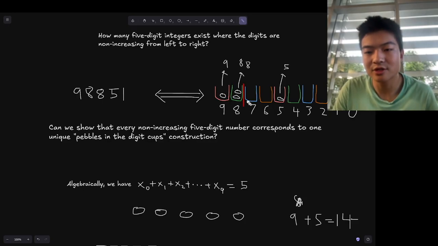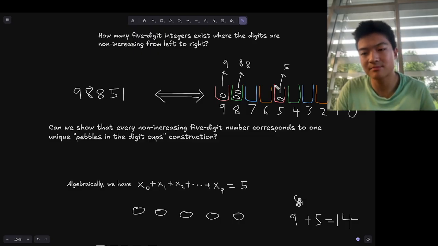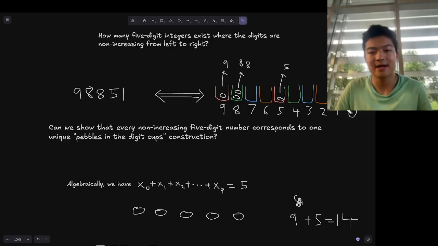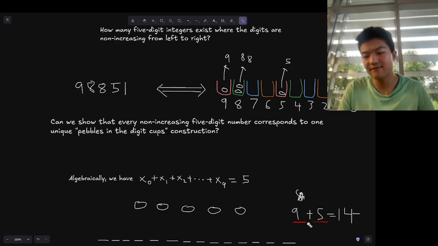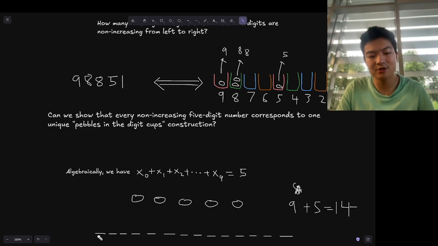And if we count, there are a total of 10 cups, so there are a total of 9 different dividers in between. And so in the end, what I'm really trying to do is I have 5 pebbles and I have 9 dividers, so a total of 14 objects. And what we can do is we have 14 different free slots for us to arrange these objects.